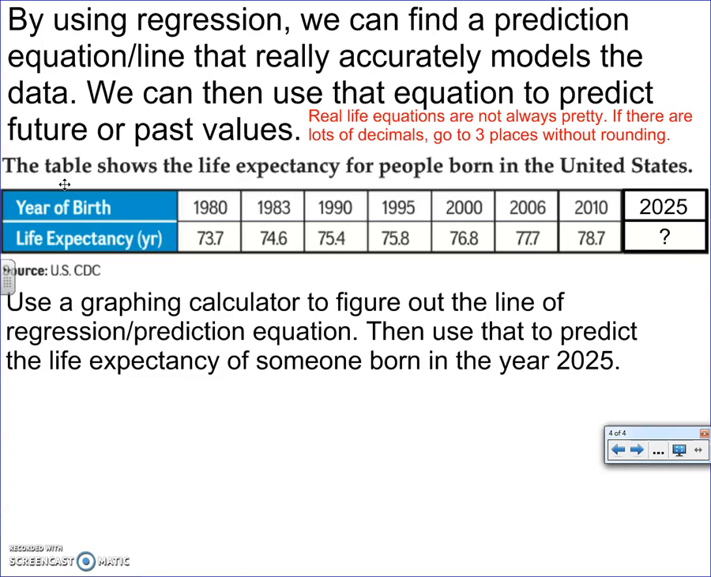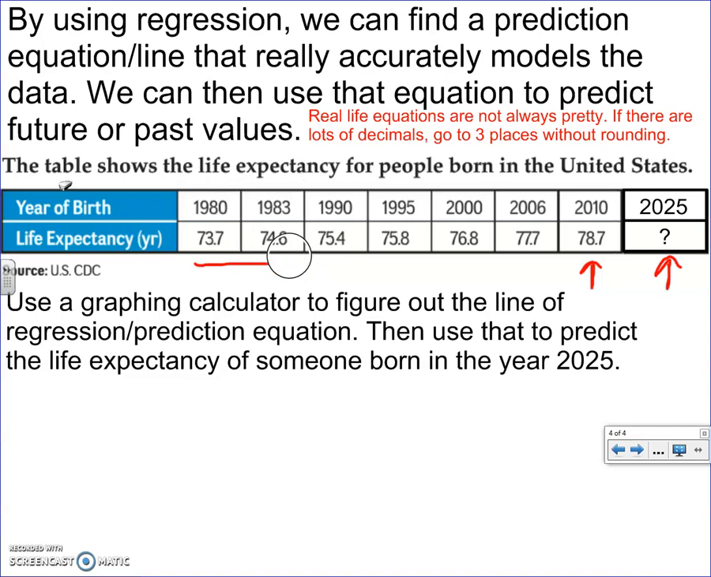So here's a table. It's a true table of life expectancy for people born in the U.S. from 1980 all the way going up. It says using a graphing calculator, figure out the linear regression or prediction equation, then use that to predict the life expectancy of someone born in the year 2025. As you can see, as years increase, life expectancy increases, probably because of technology or hygiene habits, so in medicine, right? The last one of the years was 2010, which was 78.7. We're trying to figure out what 2025 gives us.